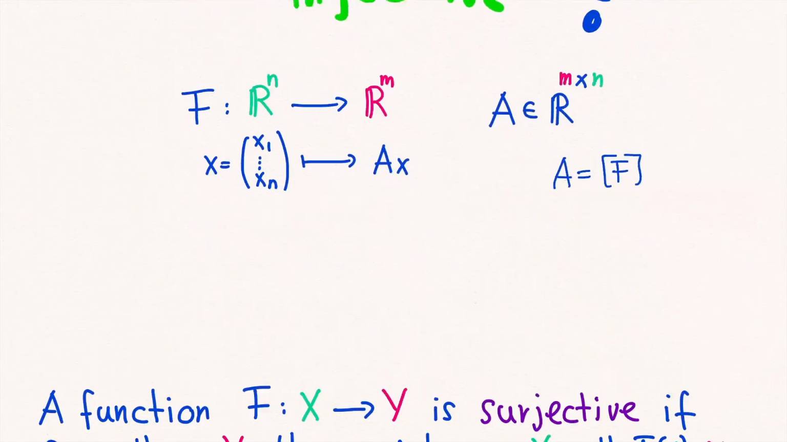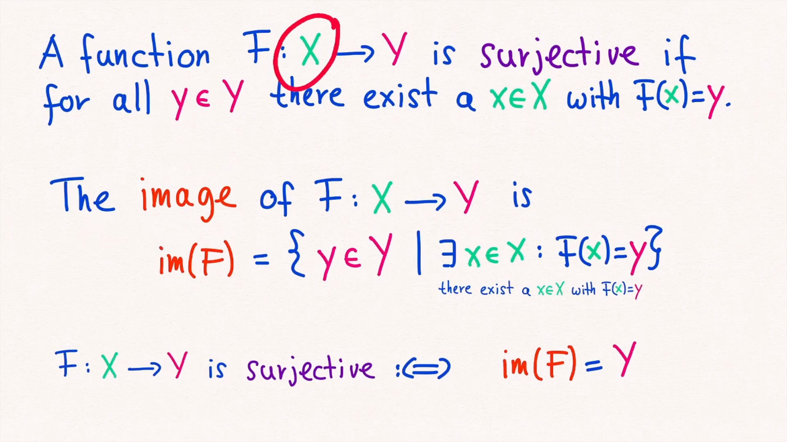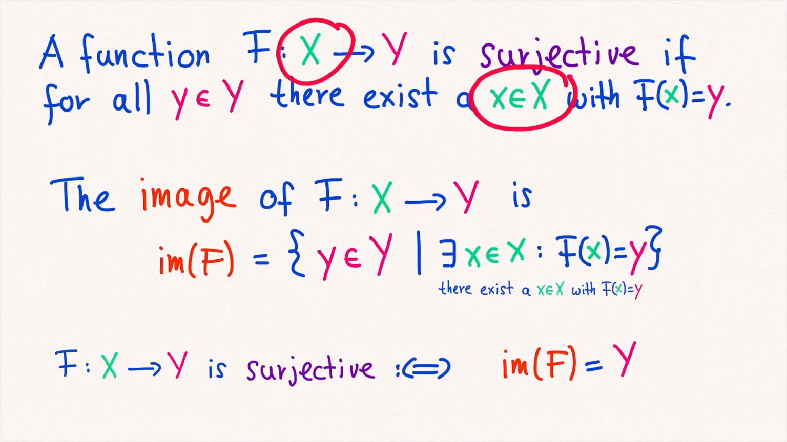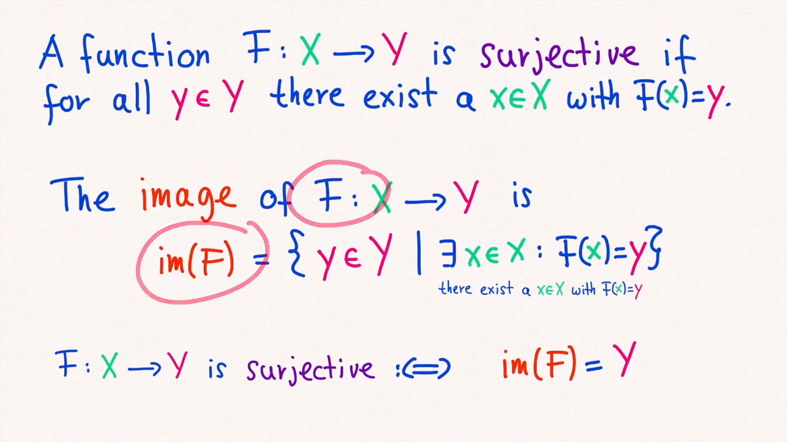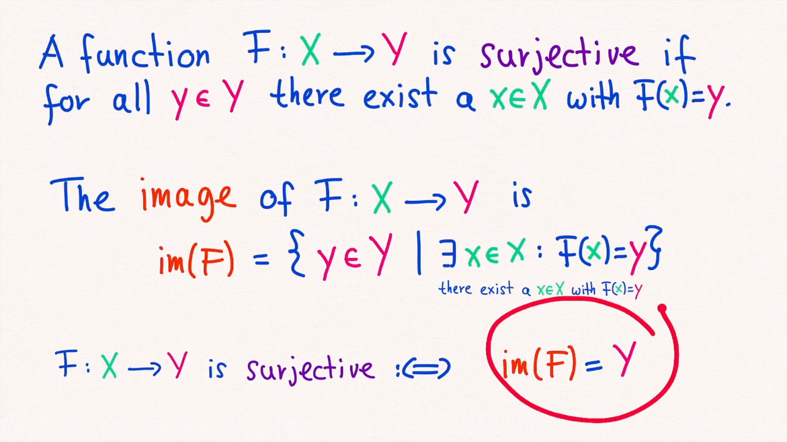So let's recall first what surjective and injective mean. A function in general from one set X to another set Y is surjective if for all elements in Y there exists an element in X such that f of x equals y. This can also be described by using the so-called image of this function. The image of this function is precisely those elements in Y such that there exists x in X with f of x equals y. And then this definition of surjective just translates to saying that the image of f is exactly Y. So everything here is in the image.